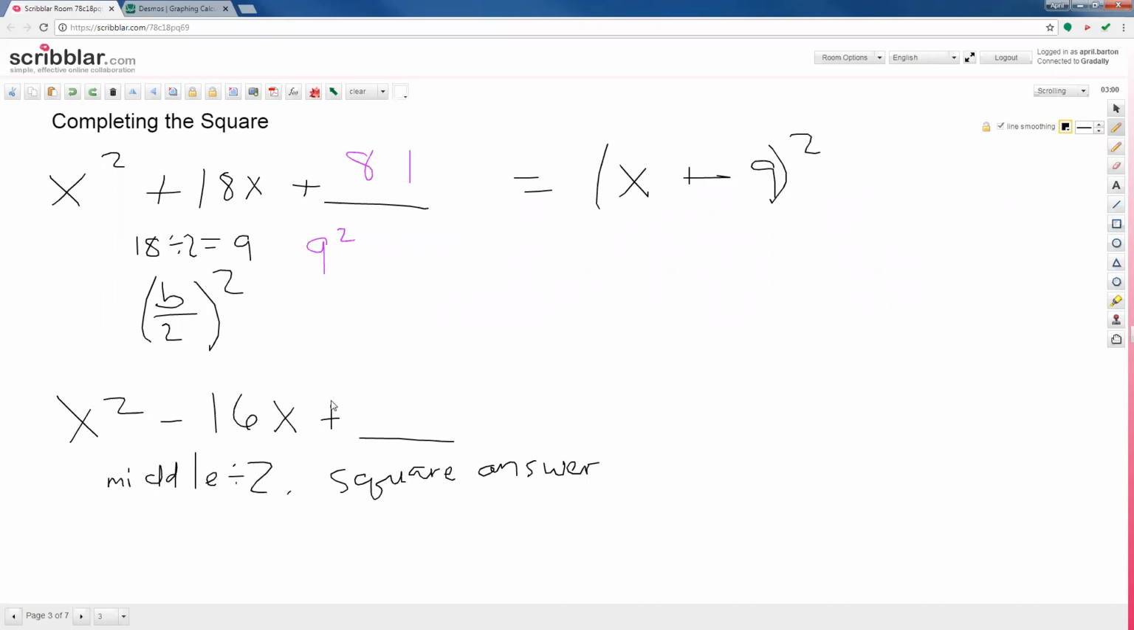64? Very good, 64. Negative 16 divided by 2 is negative 8. And negative 8 squared is a negative times a negative, which makes positive 64.